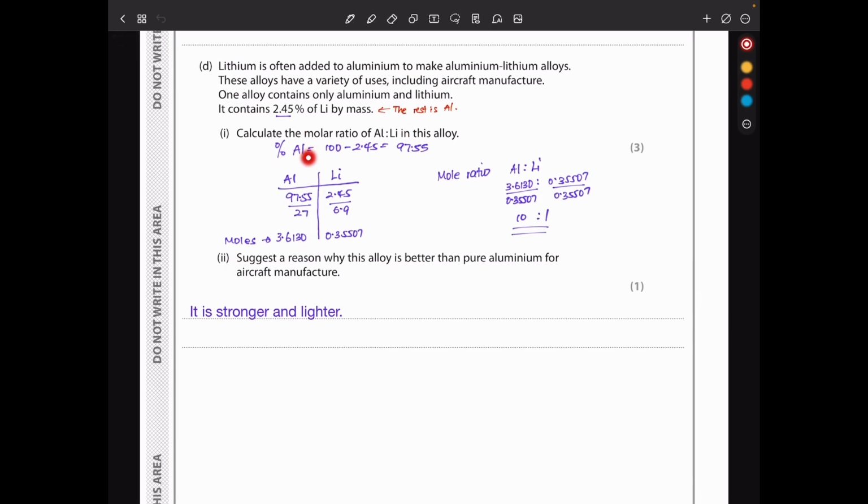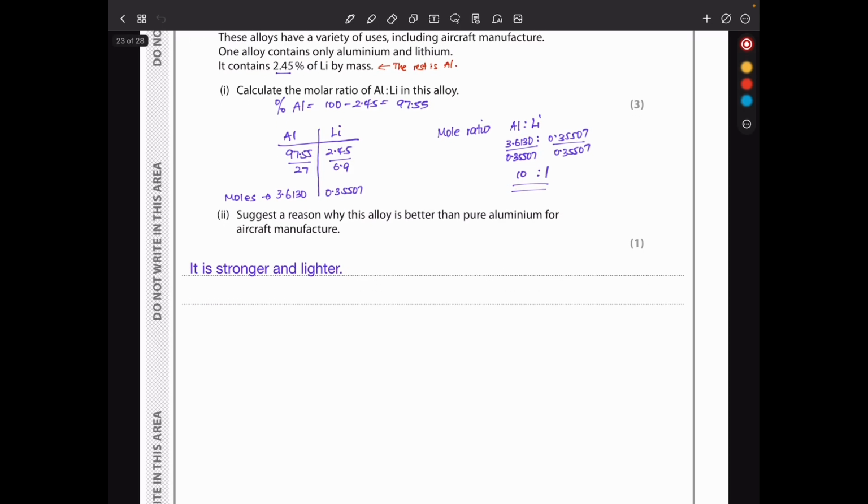So the percentage of aluminium is going to be 100 minus that, giving 97.55. And so the number of moles of aluminium will be 97.55 divided by 27, giving us that. And for lithium, 2.45 divided by the atomic mass 6.9, giving us that. Then we do the ratio, which is that to that, giving us 10:1.